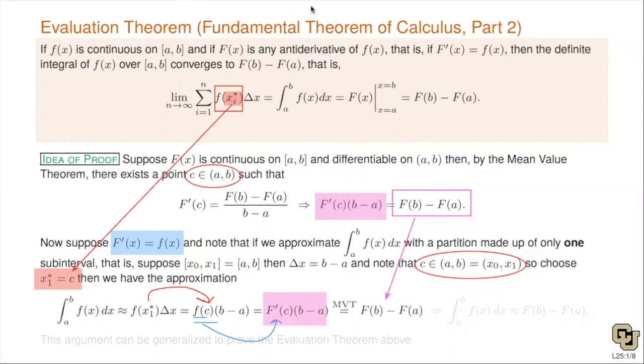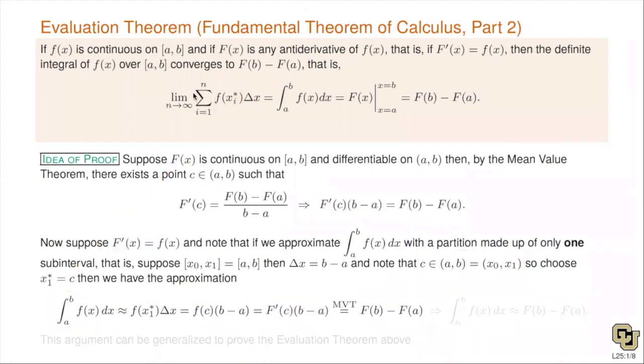So now if you look at the ends of the equation here, at the very left end, I have a definite integral. And at the very right end, I have the approximation of that definite integral. So using the mean value theorem, we're able to prove that the definite integral of f from a to b is approximately the antiderivative of f evaluated at b minus the antiderivative of f evaluated at a.